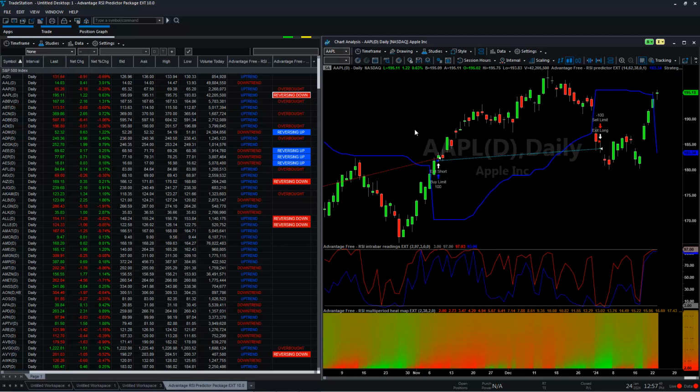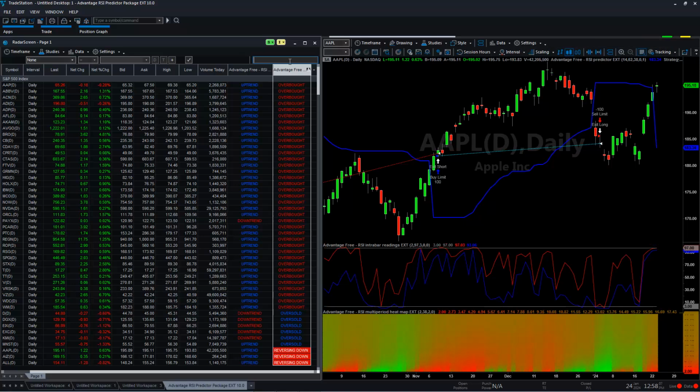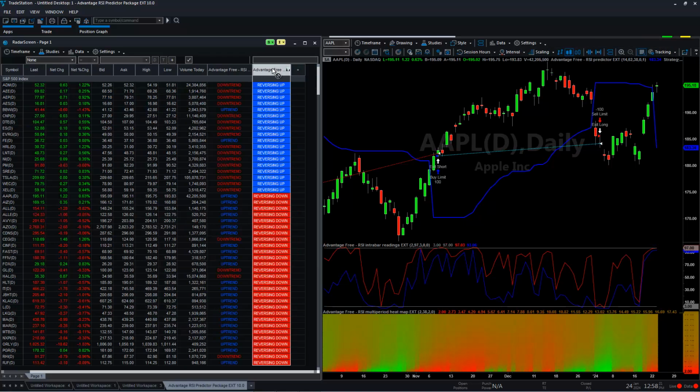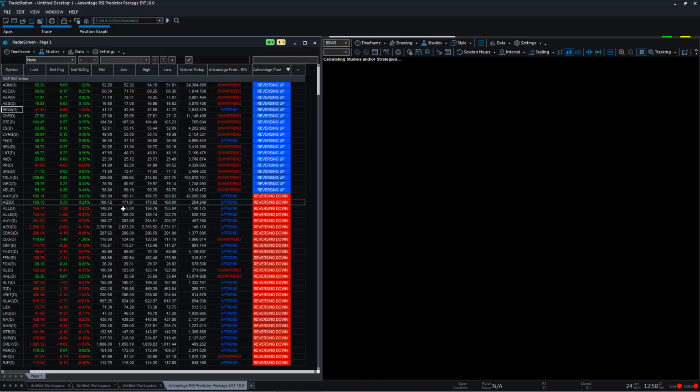But what should work best, or works best, is you would look for reversing down or reversing up, but only the one that aligns with the trend. Let's check if we see any. Okay, so we have one reversing up in the uptrend. Let's take a look.